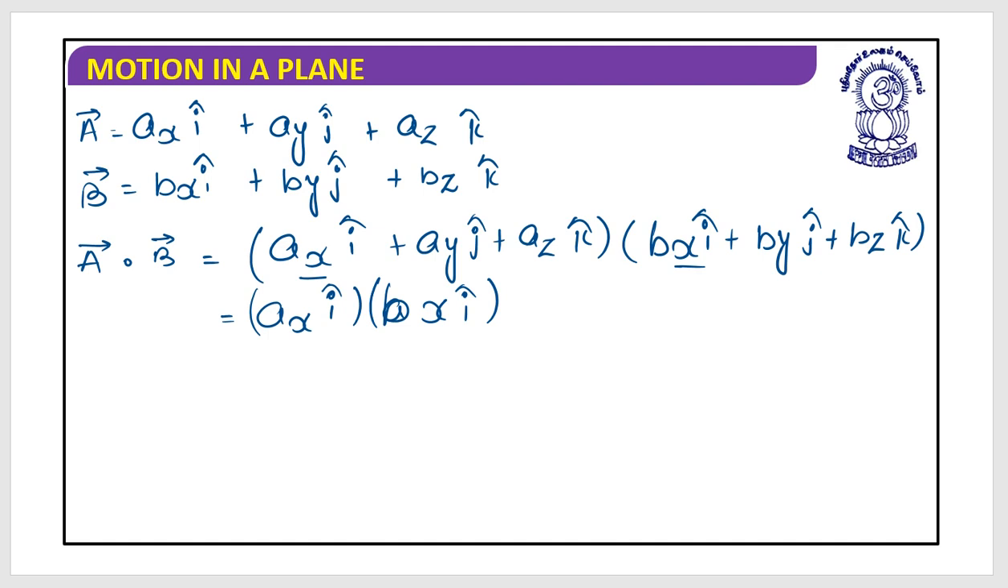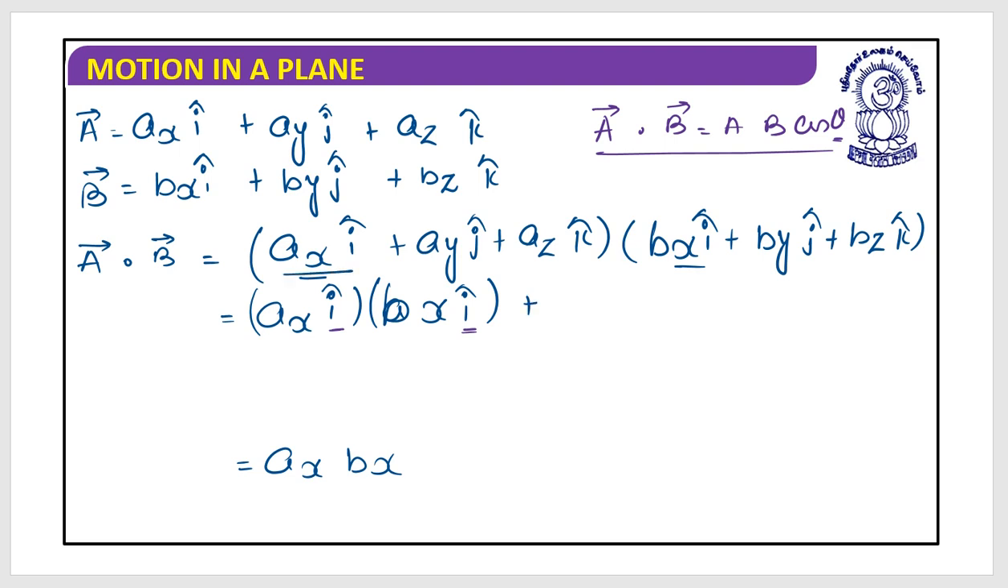What was my formula? It must be clear at the back of your mind: A dot B is equal to A into B into cos theta, where theta is the angle. If you look at this, this is i cap, which means the x direction, and this is also i cap, the x direction. So if both are in the x direction, your final answer would be AX into BX. I hope you understand this.